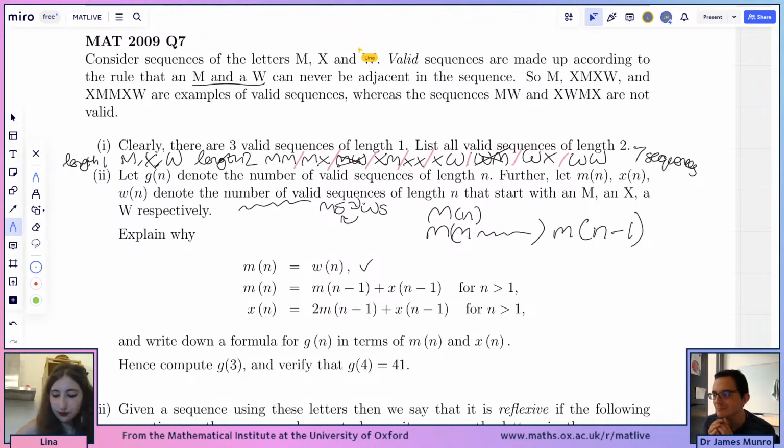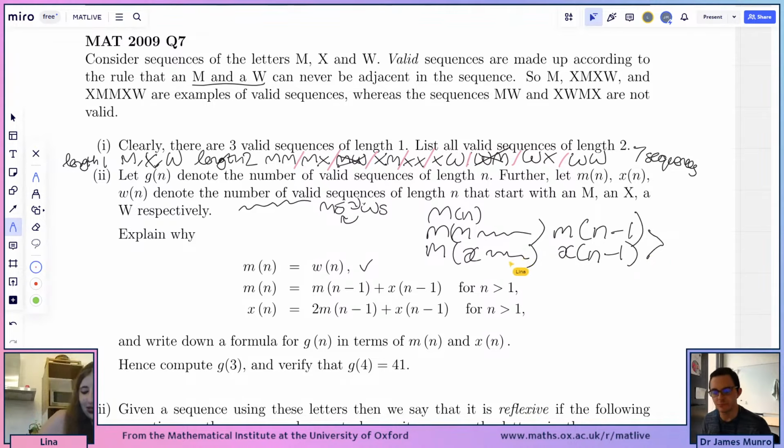Or we could have m of x and then something else. And this is going to have x to the n minus 1 different ways, like different letters after the x. So these are the total number of different ways we can choose the next part. So then we add these together to get this equation for n greater than 1, because if n was 0, then n minus 1 doesn't make any sense. So that explains the next bit.